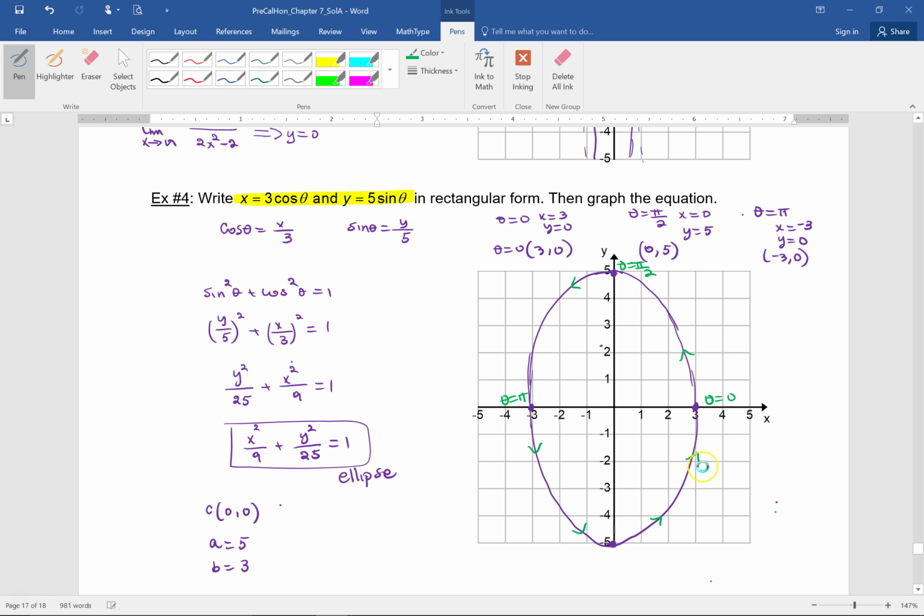What happens if you don't put those arrows? Points off. Okay?